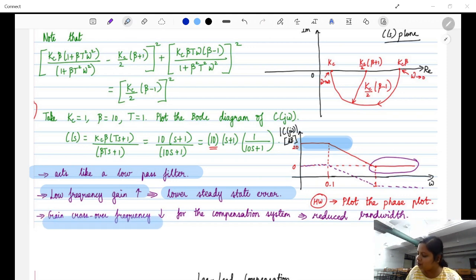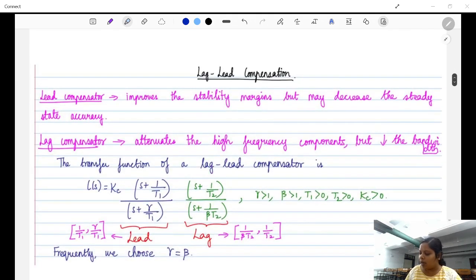Okay, gain crossover frequency for the compensated system leads to reduced bandwidth. All right. Now, we'll also read lag lead compensator, and yeah, lead compensator improves the stability margins but may decrease the steady state error accuracy, whereas lag compensator attenuates the higher frequency components because the bandwidth is decreased and the system is not prone to noise anymore.